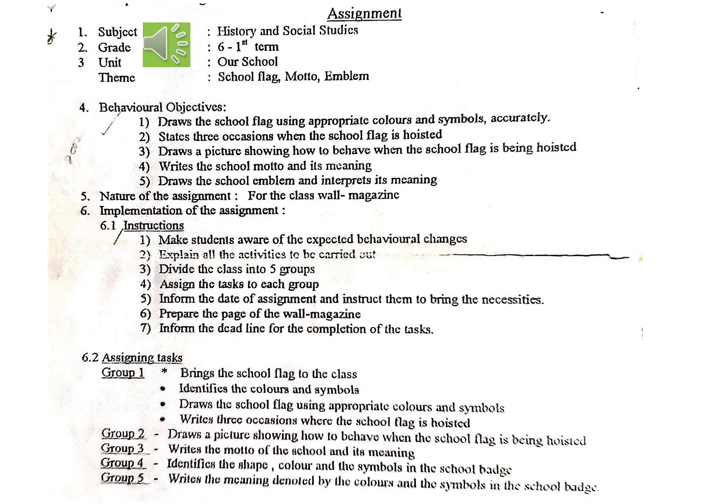Write the motto of the school and its meaning. Number 4. Identify the shape, color and the symbols in the school flag. Right. Number 5. Write the meaning denoted by the colors and the symbols in the school flag. So everything is covered under this assignment. You know what's the theme? School flag, motto and emblem. The students are divided according to their talents, abilities and all. So they have to prepare this assignment.